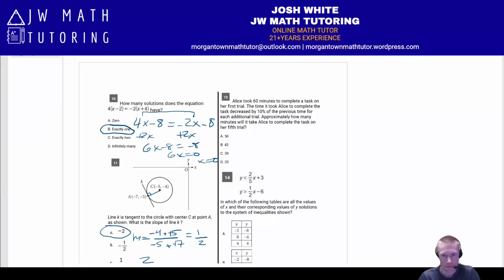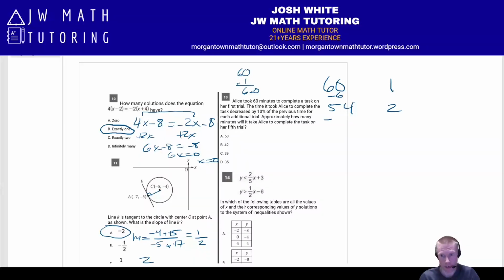So, okay, it was 60 minutes on trial one. And the time to complete it will decrease by 10% for each additional trial. So basically just multiply each of these by 0.1 and then subtract it. In other words, for 60, move the decimal over one place, or times 0.1, however you want to look at it, it is just going to be 6. So you take that away. That means for trial 2, it's going to be 54 minutes.